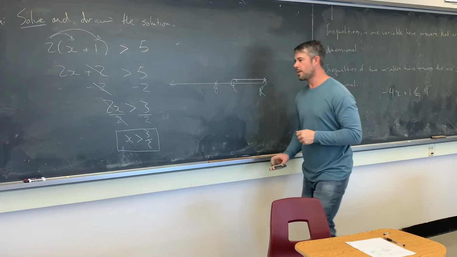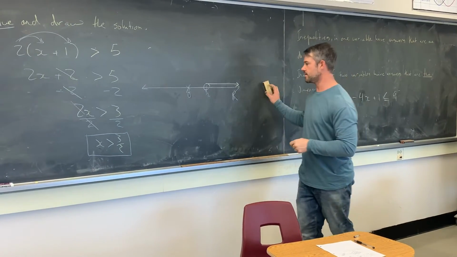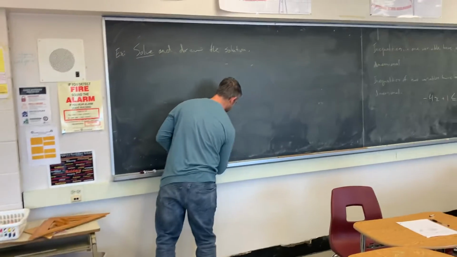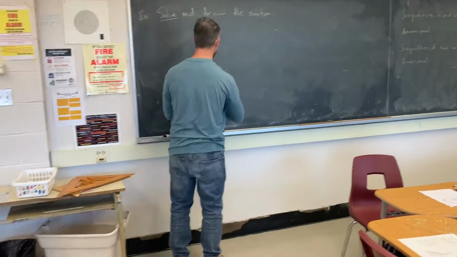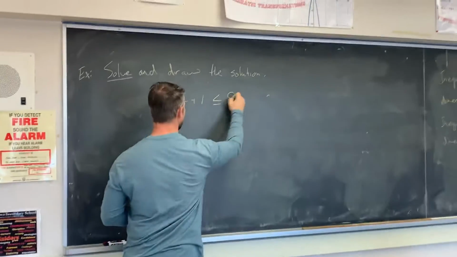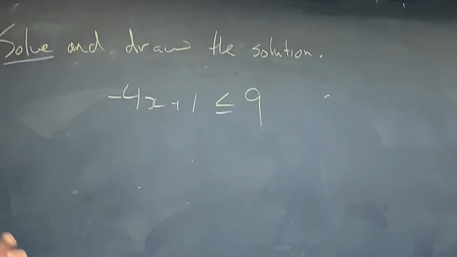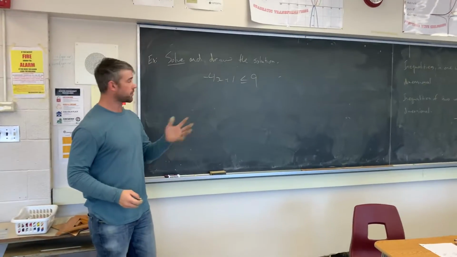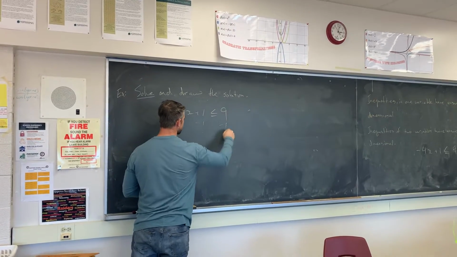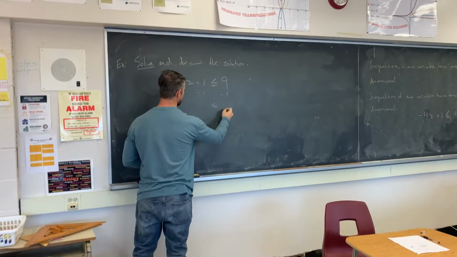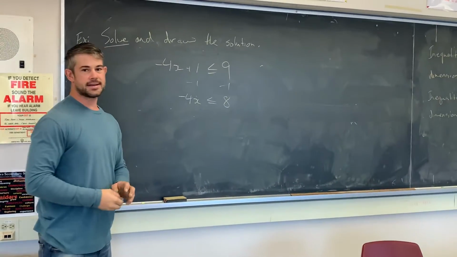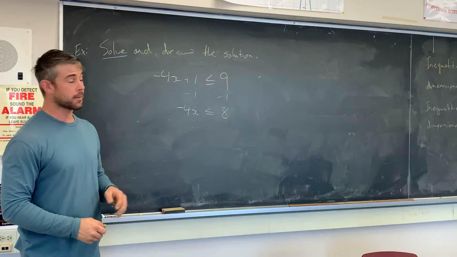We'll do a slightly more complicated one now that shows one of the unique cases. So same style of question, we're going to solve and draw the inequality. But my question is, negative 4x plus 1 is less than or equal to 9. So this is slightly different. The algebra is perhaps easier, but there is a little bit of a trick. So I'm going to subtract 1 from both sides. And subtracting 1 from both sides, I'll have 8 is less than 4x. And now I have to divide by negative 4.